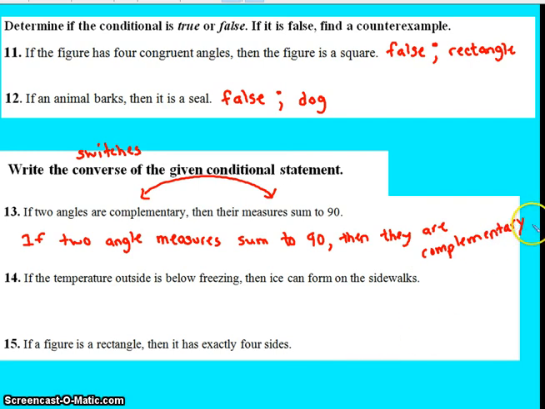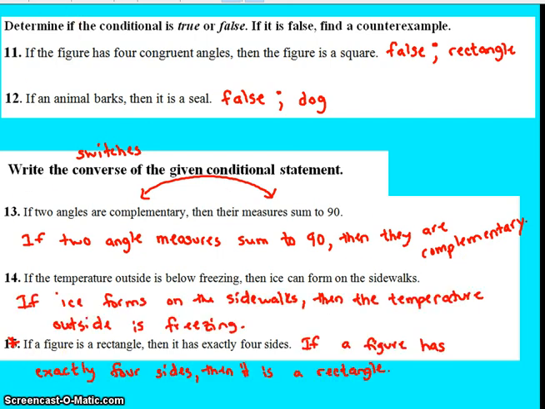Okay, I want you to hit pause and try numbers 14 and 15. Okay, for numbers 14 and 15, your converse of the conditional statement for 14 should read: if ice forms on the sidewalks, then the temperature outside is freezing. Number 15, I put a star beside it, and I'll tell you why in a second. If a figure has exactly 4 sides, then it is a rectangle.